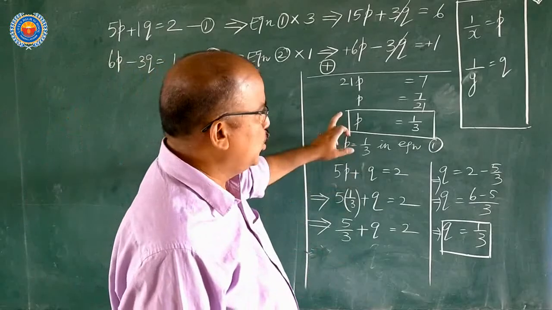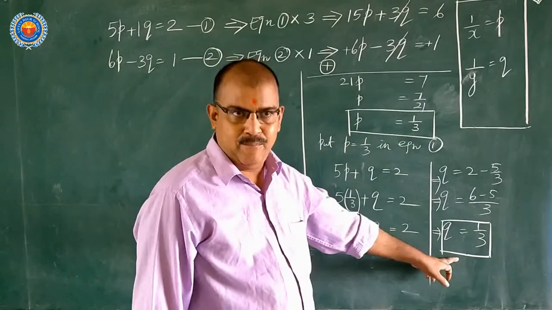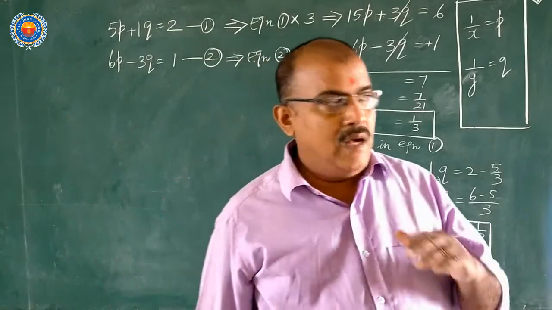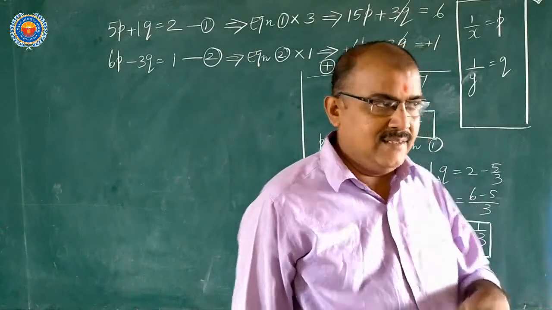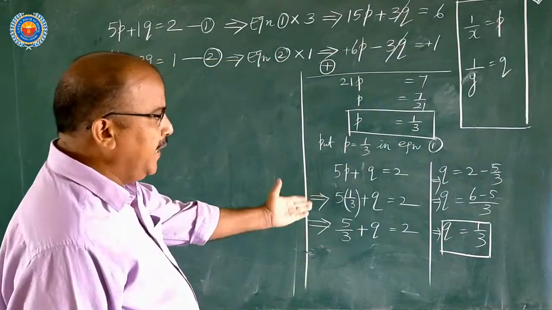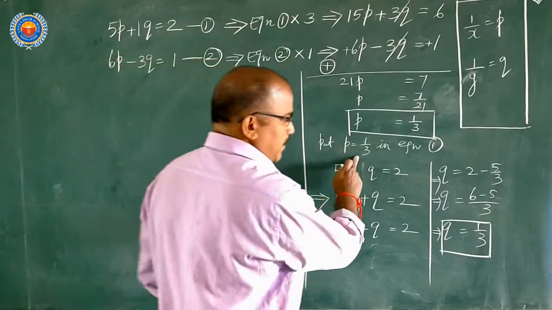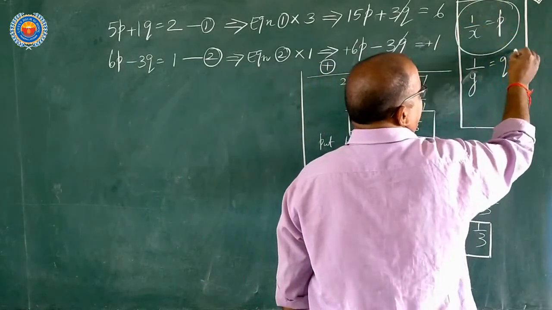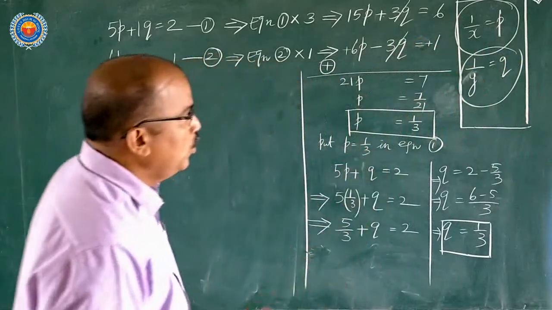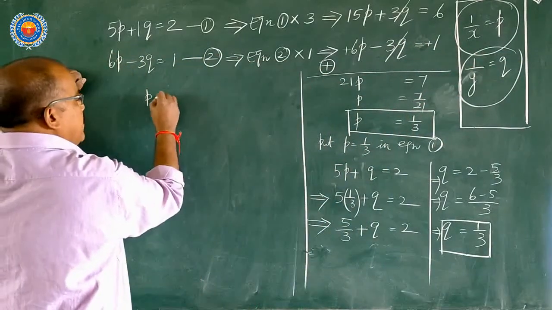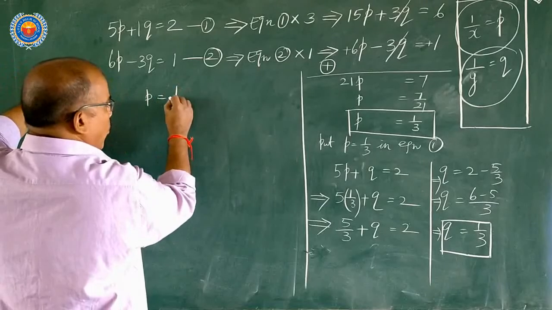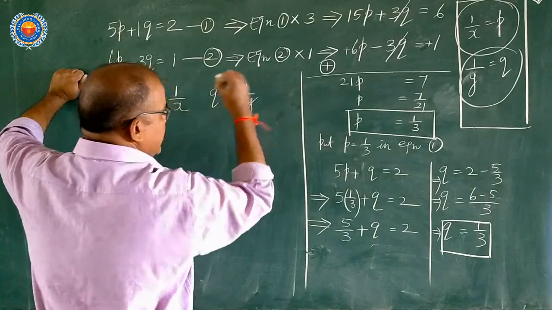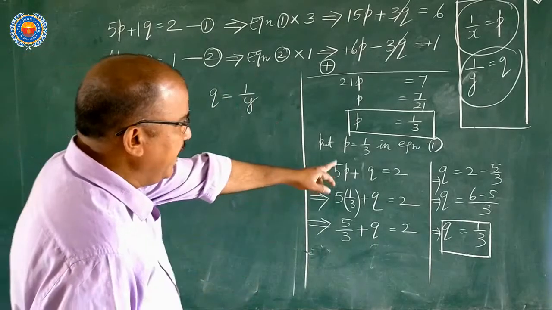Now I got p is equal to 1 by 3 and q is equal to 1 by 3. But this is not the final answer. Why? Because the given variables are x and y, but I got p and q. Actually, we substituted 1 by x is equal to p and 1 by y is equal to q. So p is equal to 1 by x, q is equal to 1 by y. What is the p value?